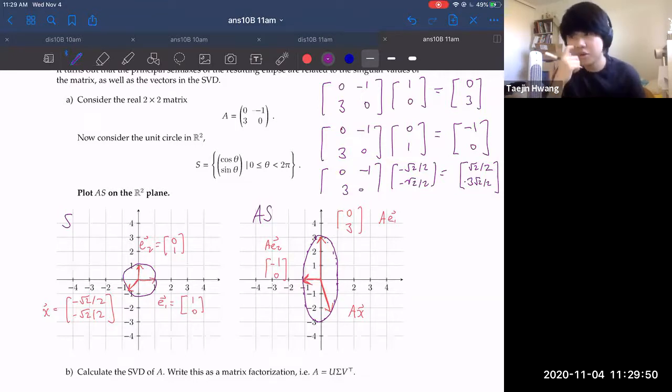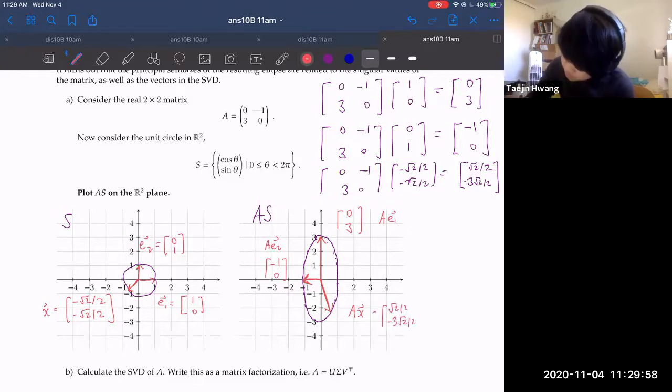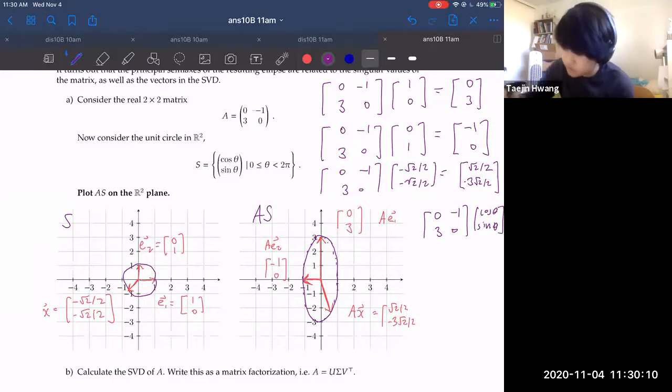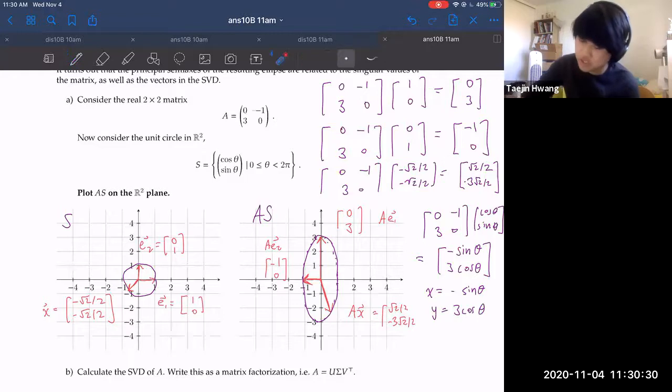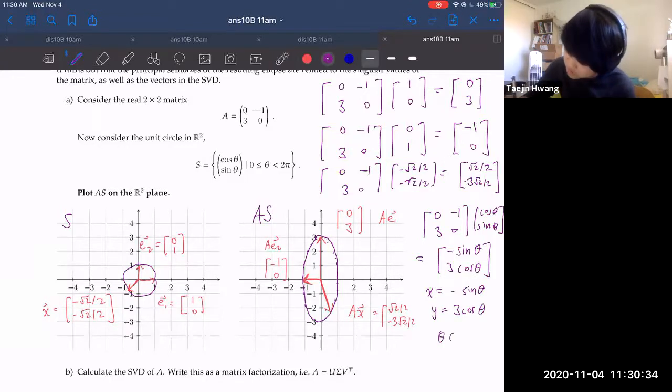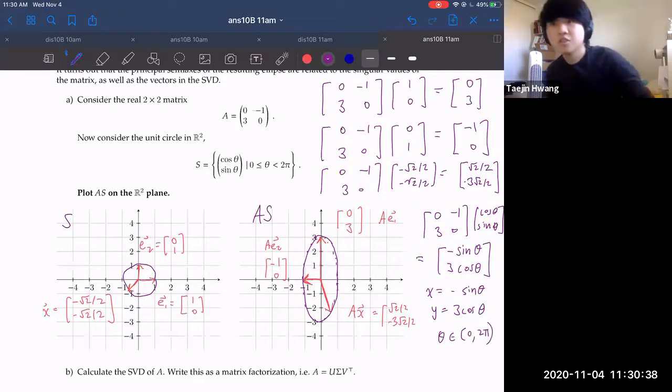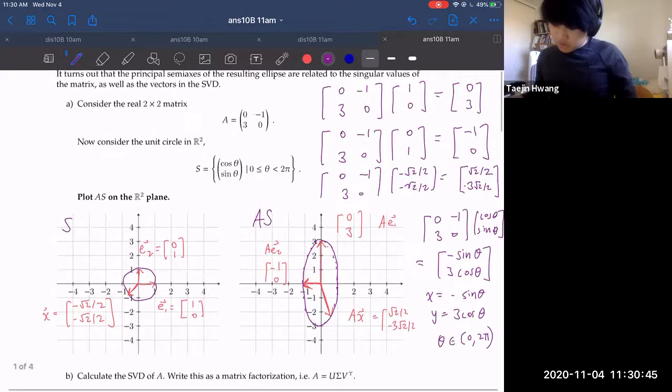And if you want to prove this in a more rigorous fashion, well, what we can do is we can just start with 0, -1, 3, 0. Take cosine of theta and sine of theta. And the resulting matrix multiplication is going to be minus sine of theta and 3 cosine of theta. And if you remember back to high school trig, this is like a polar coordinate parameterization. And this should actually sketch an ellipse for theta in 0 to 2 pi. So it's kind of why it works the way it does. So any questions about anything we've done so far in this part here?